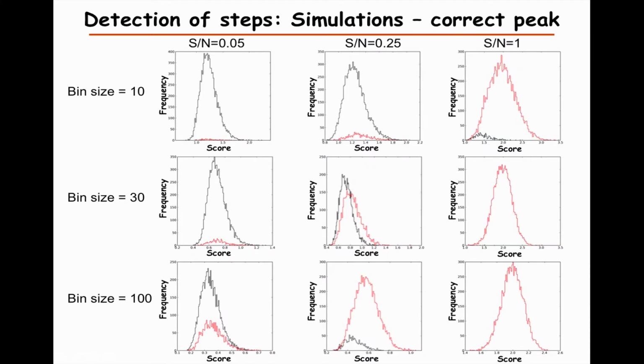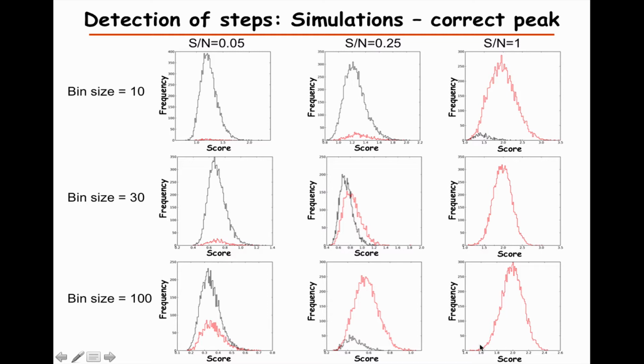So another thing that we're interested in, how often do we get the correct peak? So now we just say that we're going to take the largest peak as the position where we think it is, and how often is that correct? So we have now the correct is the red, and this is then the score, which is the height in this case.